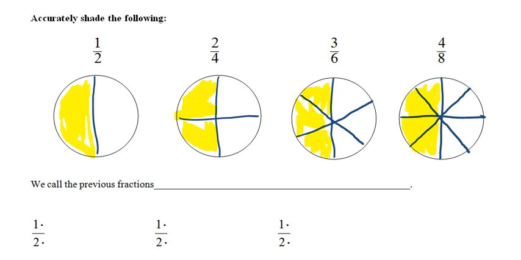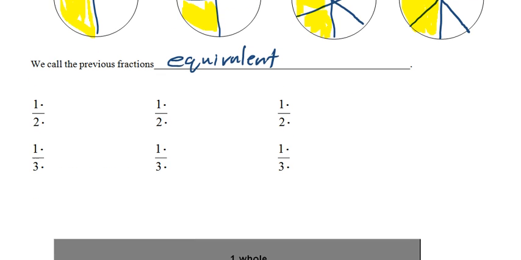Mine's a little biased because I know exactly what I'm looking for, so that's why they're all shaded that way. If you look at my pictures and yours, what can you say about these fractions? Exactly, they're all the same, and that's what we call equivalent fractions. When the fractions are the same, they are equivalent. And what we're going to do is figure out how to actually create equivalent fractions.